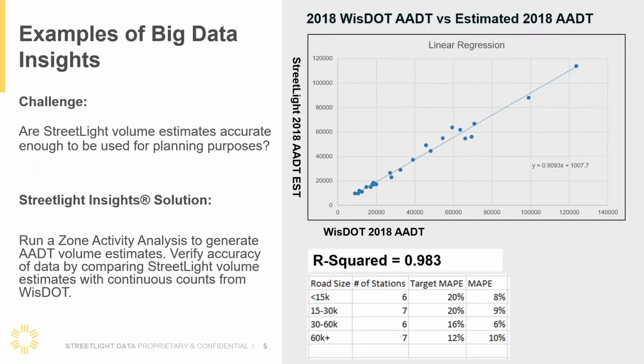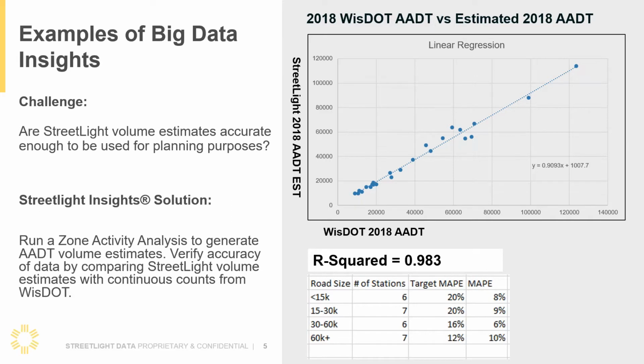Next. So this is a regression analysis that I ran, and along the x-axis are WisDOT traffic counts, annual average daily traffic counts from 2018, and along the y-axis are StreetLight volume estimates from 2018. And the results show that the StreetLight data is very reliable. The R-squared value of 0.983 shows a really strong correlation between the two.